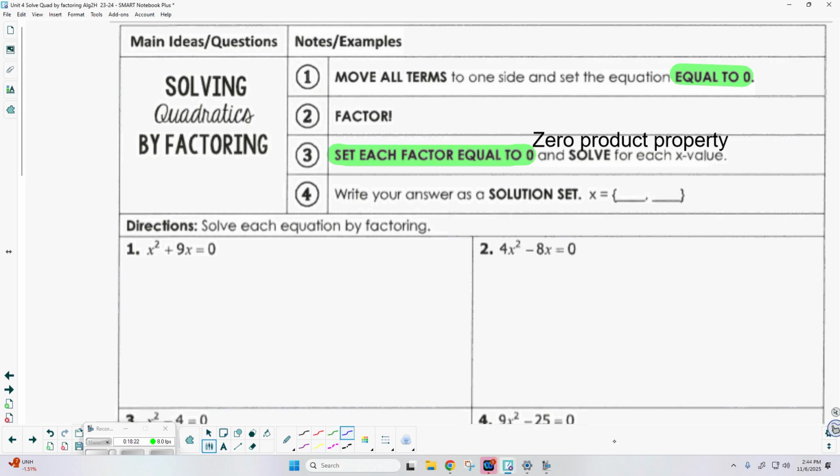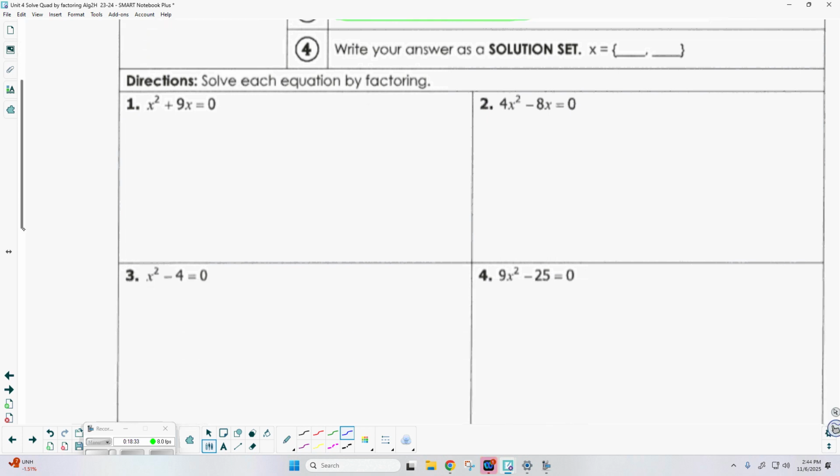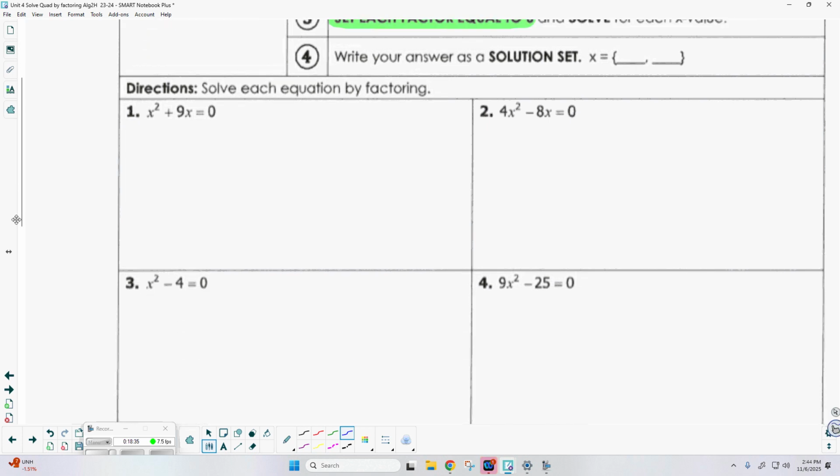This is what we call the zero product property. And then we're going to write my answer as a solution set. So we're going to use these squiggly brackets right here. Okay. So we're going to go ahead and run through this. We're going to alternate.